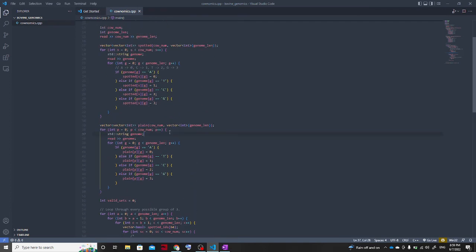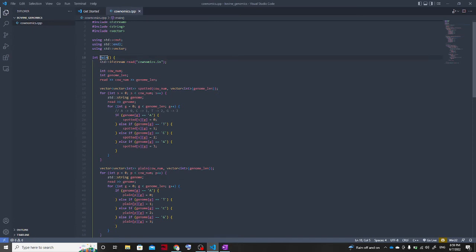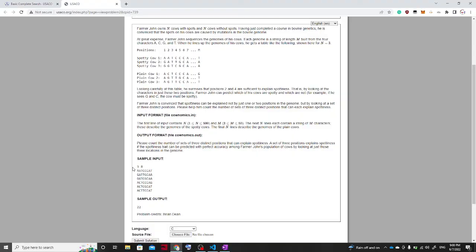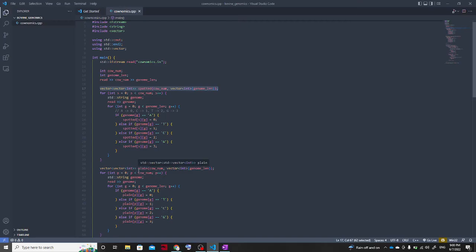So let's take a look at this algorithm. First, you're going to keep track of your number of cows and your genome length. In this read cow num genome length, you're going to keep track of first your vector of int spotted. What is this? Well, why is it vector int? Why is it not vector of string? That's because, remember, in this algorithm, they're converting every character to a number from 0 to 3.